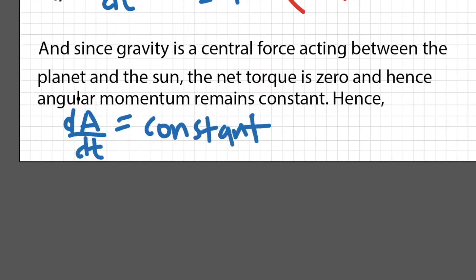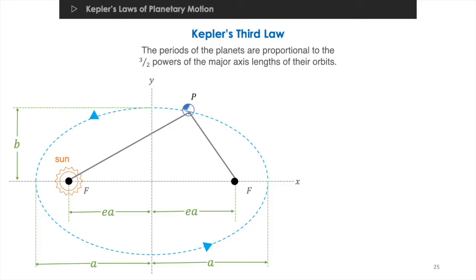Kepler's third law states that the periods of the planets are proportional to the 3 halves powers of the major axis lengths of their orbits. Mathematically, this simply tells us that the square of the period of the planets is directly proportional to the cube of its semi-major axis. You may skip the following derivation of Kepler's third law from Newton's laws. Similarly, I just included it to satiate your curiosity.